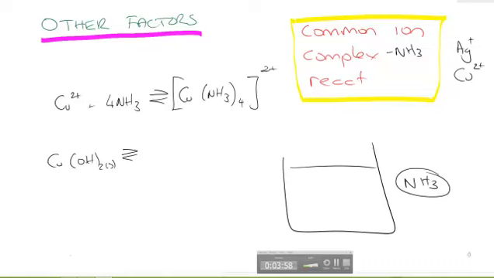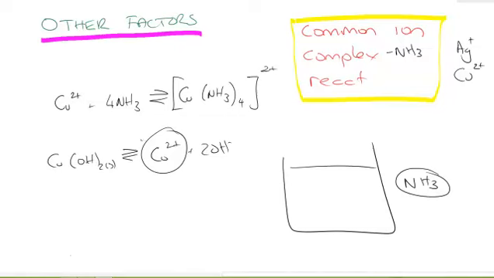And so on the other side we'd have copper 2+ and 2 OH-, right? Because the copper ions once again are forming this complex with ammonia, that means we're going to get equilibrium shifting to the right, and more will be able to dissolve, and that increases the solubility. Okay.